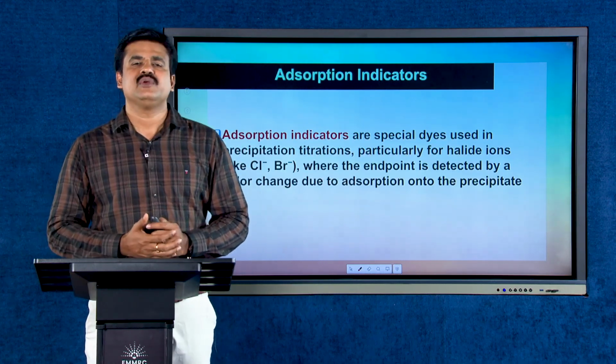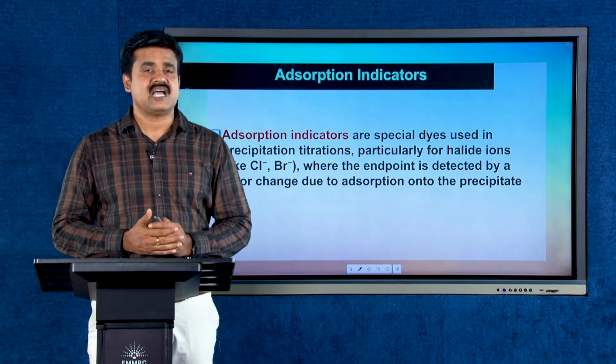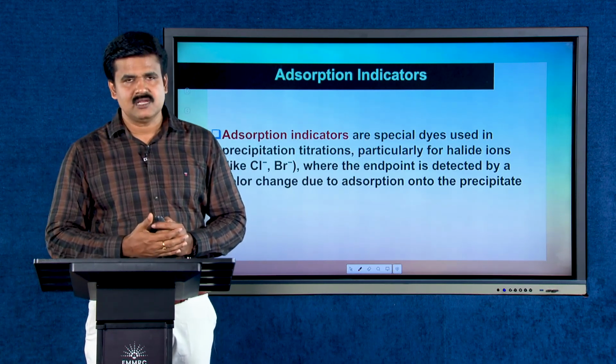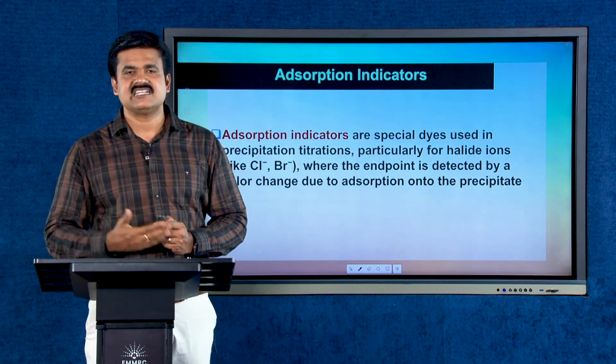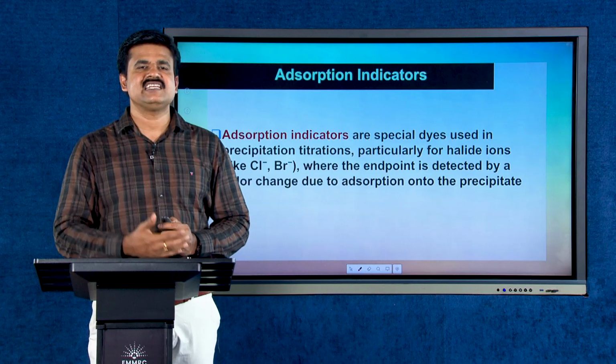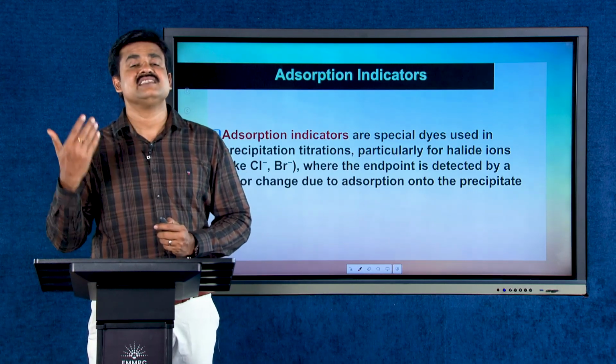Suppose you imagine the situation where you are estimating Cl- ions or Br- ions present in a given sample solution by adding the titrant AgNO3. In this situation, you are precipitating Cl- as AgCl or Br- as AgBr.